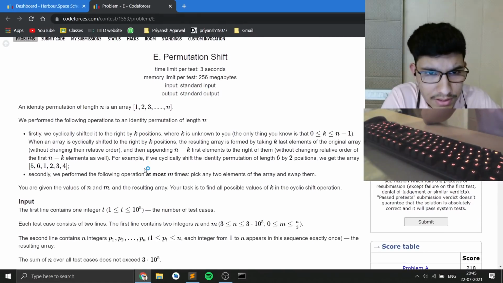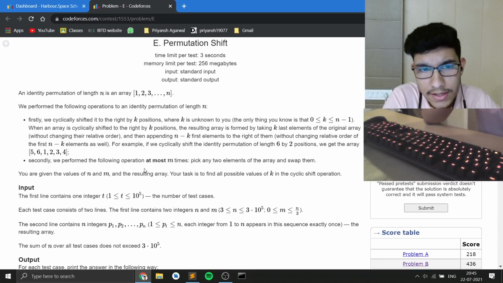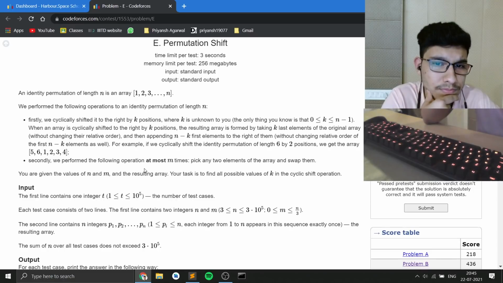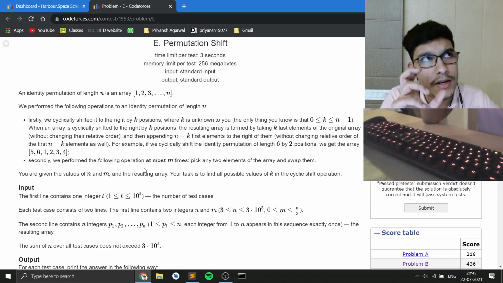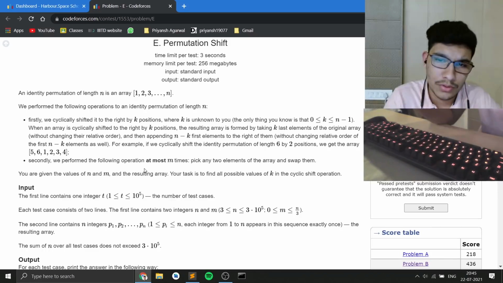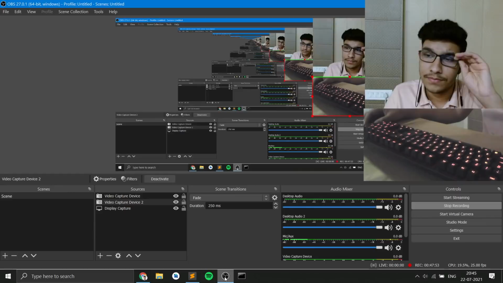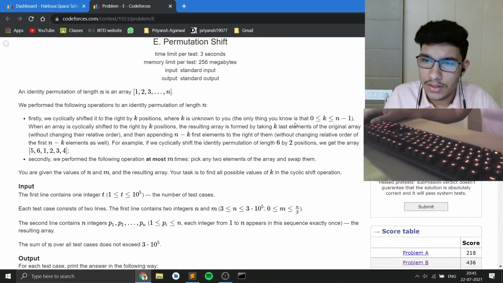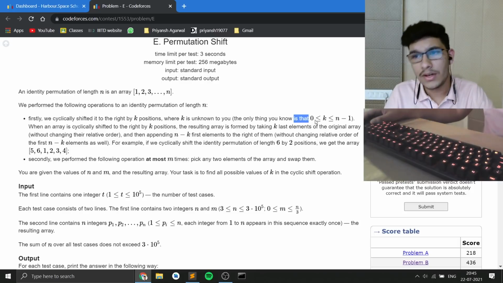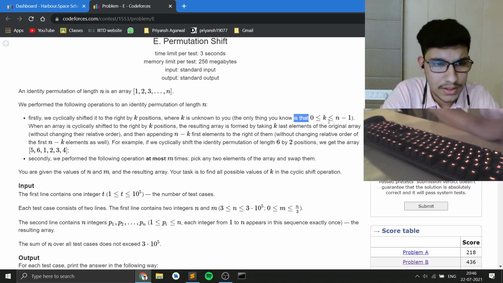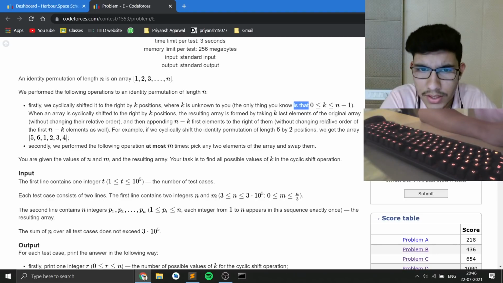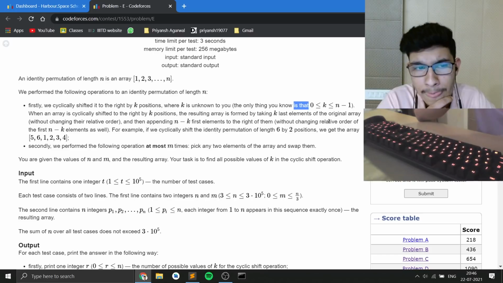An identity permutation of length n is an array, okay. We performed the following operations on an identity permutation of length n. First, we cyclically shifted it to the right by k positions, where k is unknown to you. The only thing you know is that k is greater than or equal to 0 and less than or equal to n minus 1. When an array is cyclically shifted to the right by k positions, the resulting array is formed by taking the last k elements of the original array and then appending n minus k elements to the right of them. Okay, yeah, this is fine.